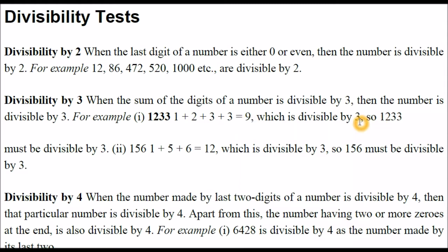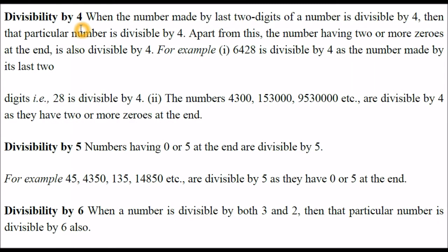So, 1233 must be divisible by 3. Coming to the second example, 156. There are 3 digits in this number. How can you say whether 156 is divisible by 3 or not? Just simple. Sum of the digits 1 plus 5 plus 6, that is 12. 4 3s are 12. So, 12 is divisible by 3. So, automatically the given number 156 must be divisible by 3.